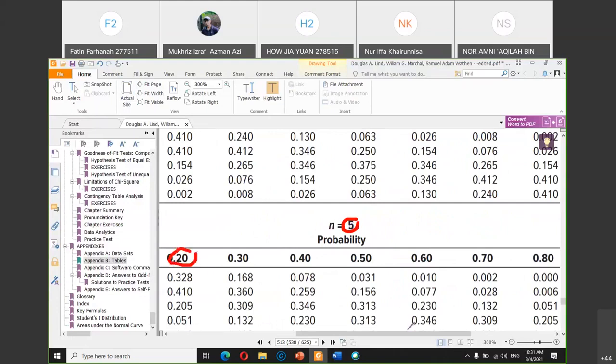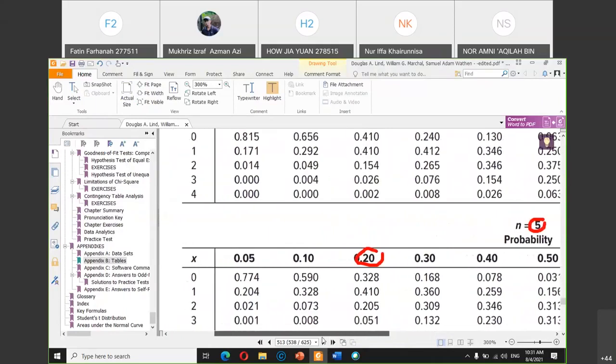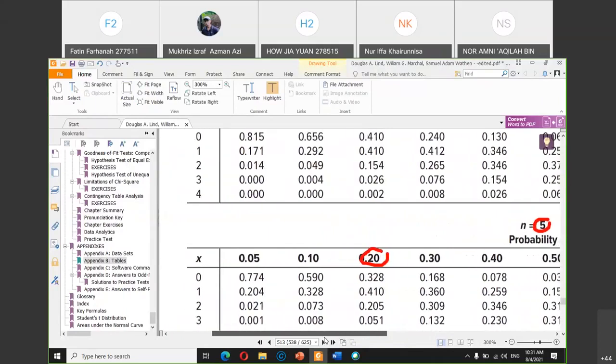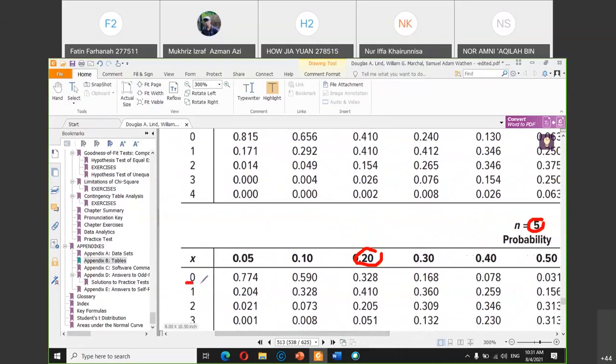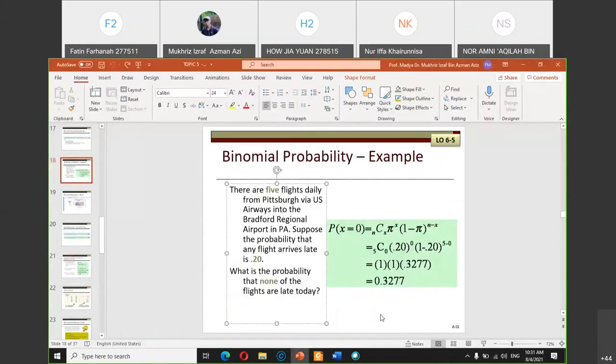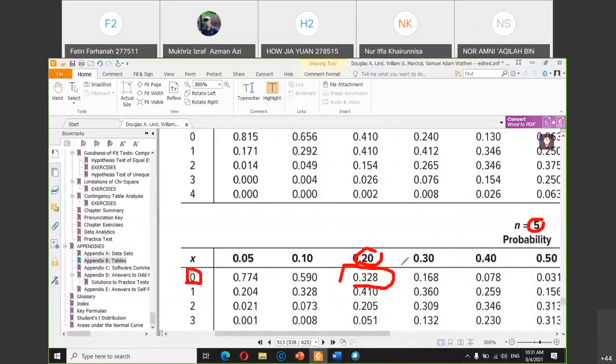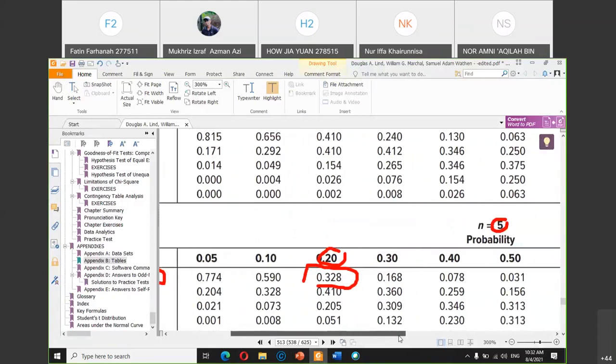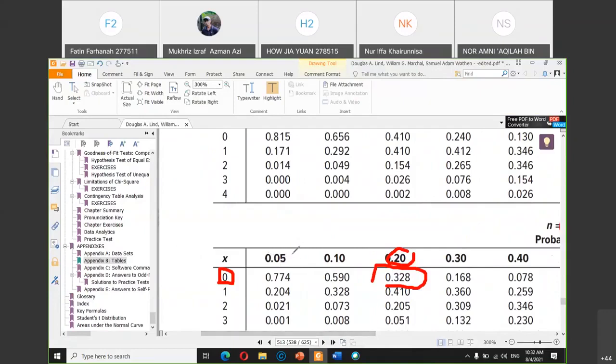You can refer to this value, and you can see that when P(X) equals 0, given that n equals 5 and pi is 0.2, you get the answer here, 0.328, which is similar to this one, 0.3277, because the answer from the table only runs up to 3 decimal places. You can refer to the book as well, provided that n is the same as in the question, and also the probability of success is the same.